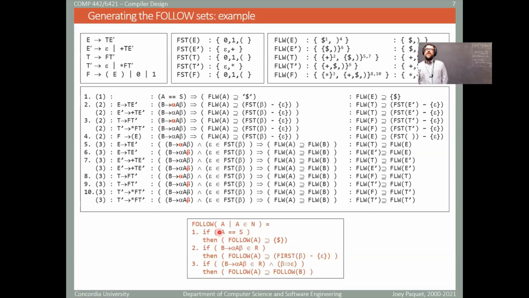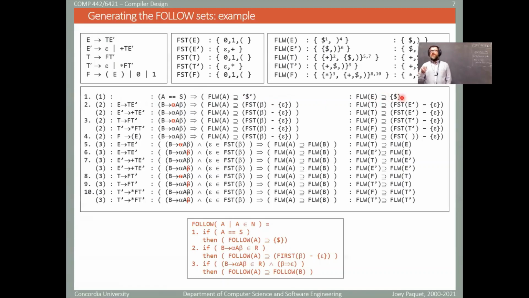So the first one is: if A is the starting symbol, then follow of A includes the end of the program. So what is A in our grammar? Well, our starting symbol is E. We have one rule that defines E, which is this one here. So the pattern that we're looking for is this one, and it's the inference that we can use. If A is equal to S, where A is E, then follow of A includes the $ sign. So follow of E includes the $ sign.